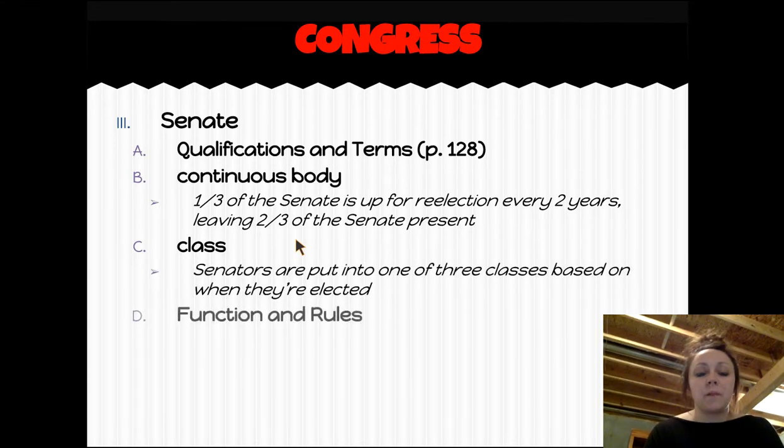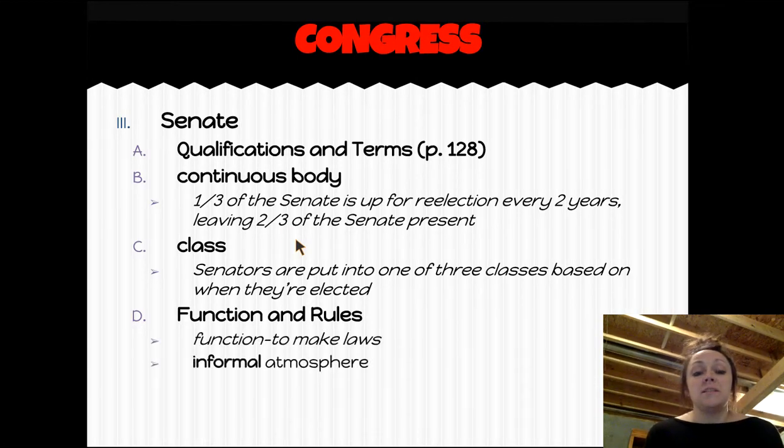Okay? So function and rules. The function of the Senate is just like it is in the House of Representatives. The function is to make laws. Remember, the House of Representatives and the Senate together make the legislative branch, and their job is to make laws. Now, the rules in the Senate are much more informal, okay?